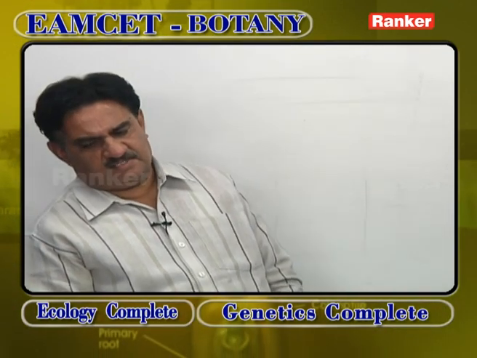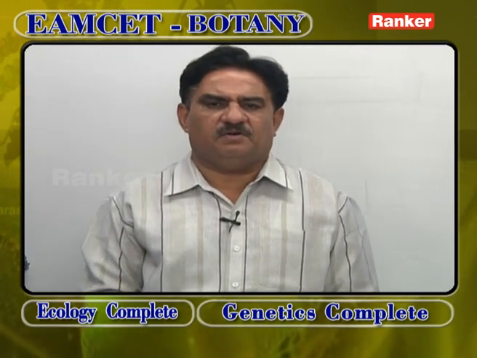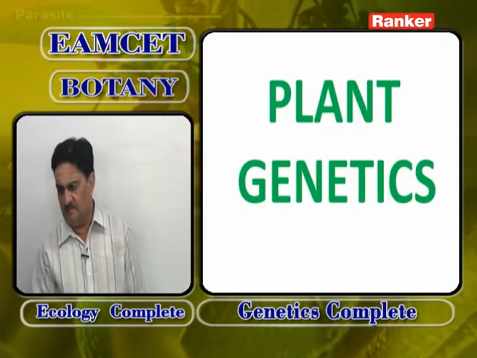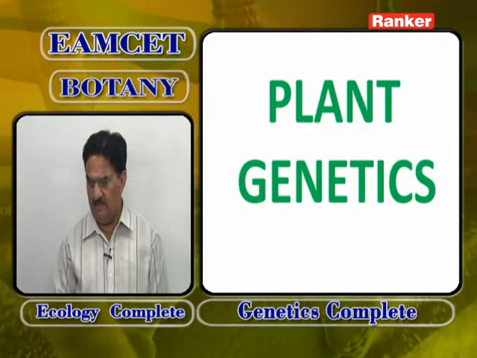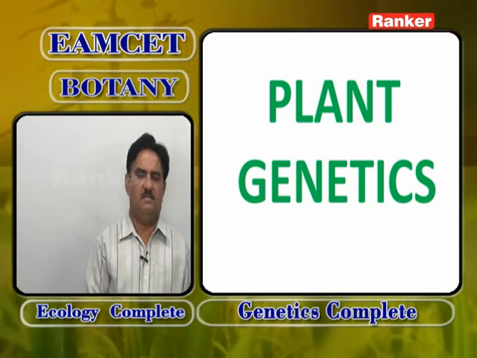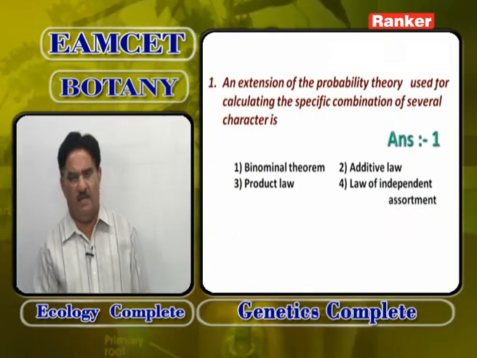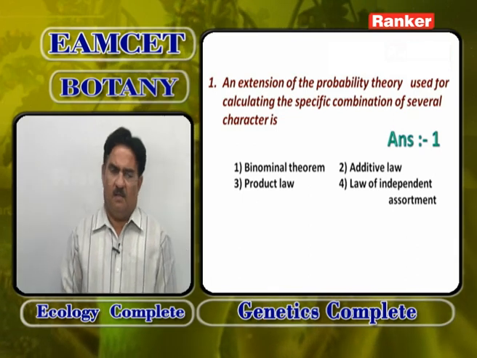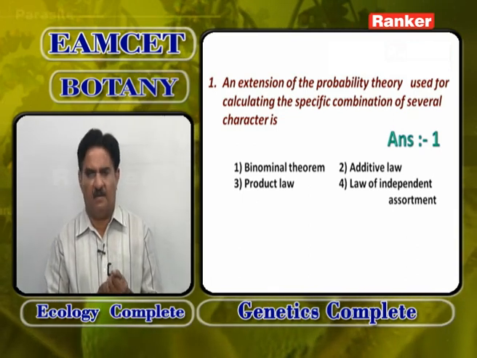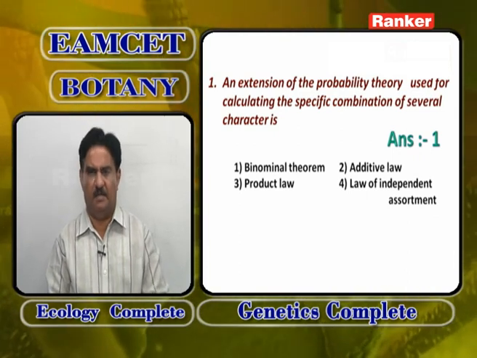Plant genetics is the last chapter where we study Mendel's importance and Mendel's laws of inheritance: law of dominance, law of segregation, law of independent assortment. We also discuss dihybrid cross, monohybrid cross, and many other aspects. We also discuss the back cross, test cross, and probability: what is probability, what is additive law, what is product law, and many other things.